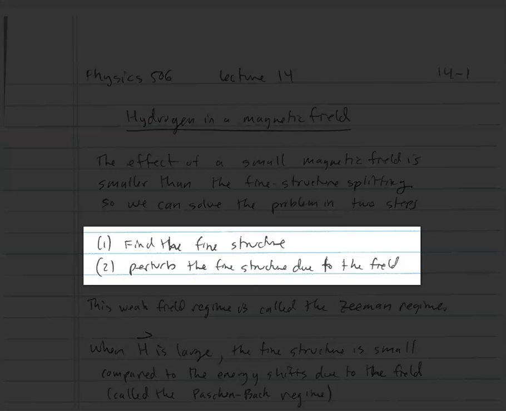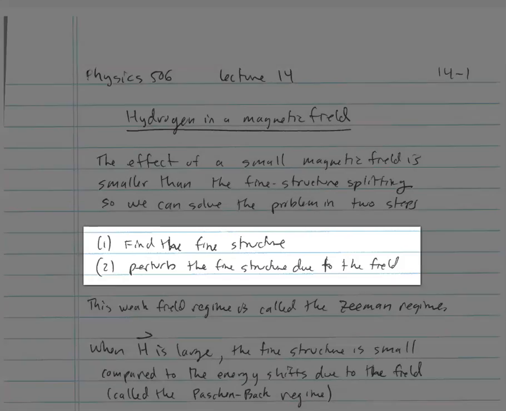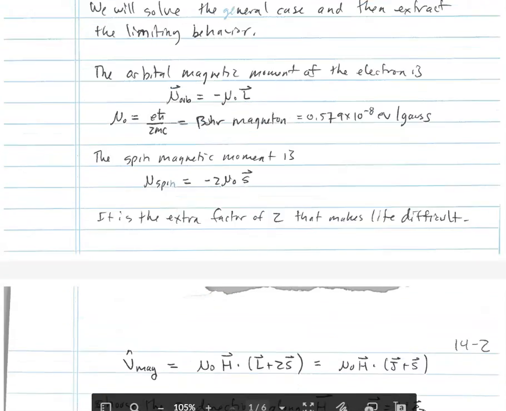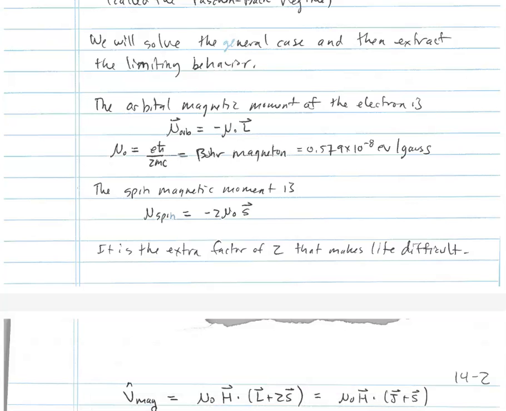We're first going to solve for the fine structure, and then we're going to perturb the fine structure due to the presence of the magnetic field. Now, this weak field regime is called the Zeeman regime. In the other situation where the magnetic field is large and we can treat the fine structure as a small perturbation relative to the magnetic field, that's called the Paschen-Back regime. We're going to solve the general case assuming that we actually have no fine structure and no magnetic field first, and then figure out how we do that degenerate perturbation theory.